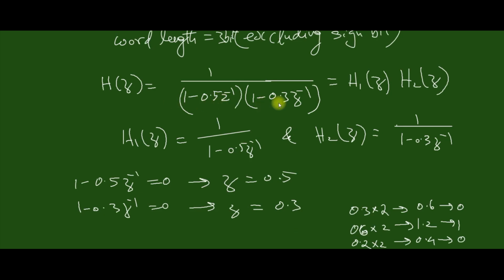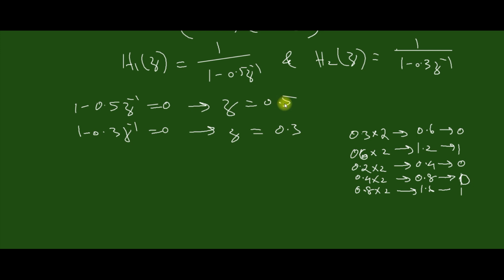Next we have to determine the poles. Now the poles can be obtained as 1 minus 0.5 z inverse equal to 0, from which z equal to 0.5, and z equal to 0.3. So the poles are located at z equal to 0.5 and z equal to 0.3. Now we can convert these poles into binary form and quantize them to 3 bits.